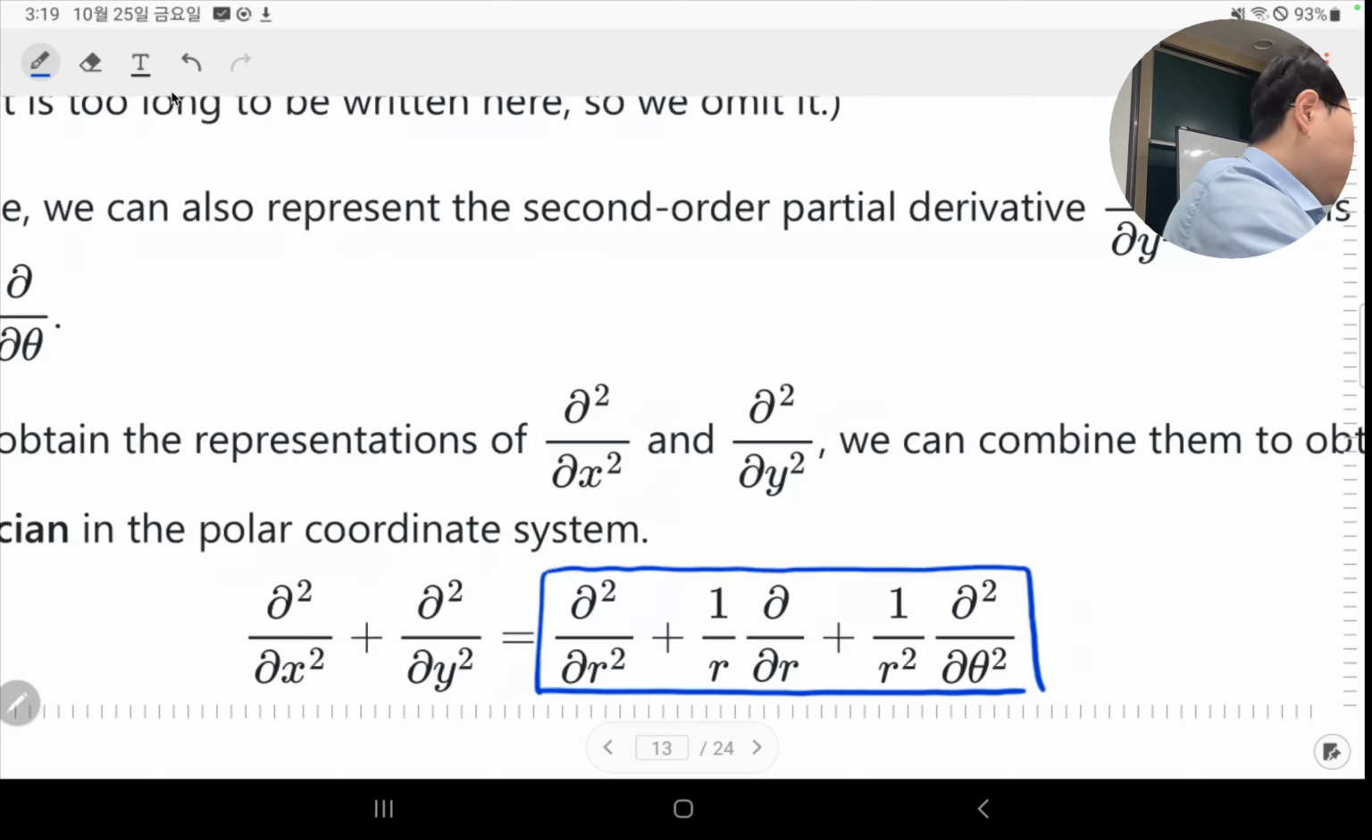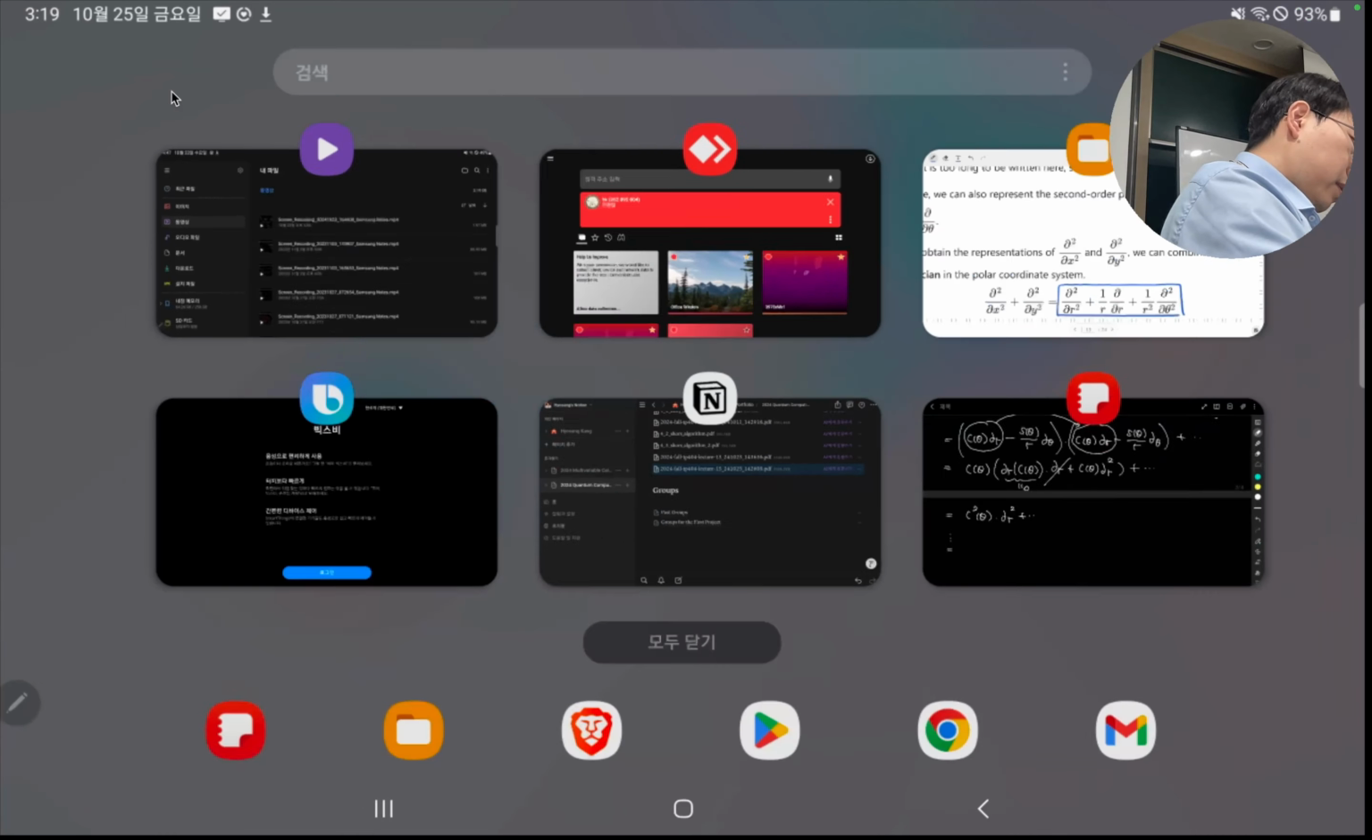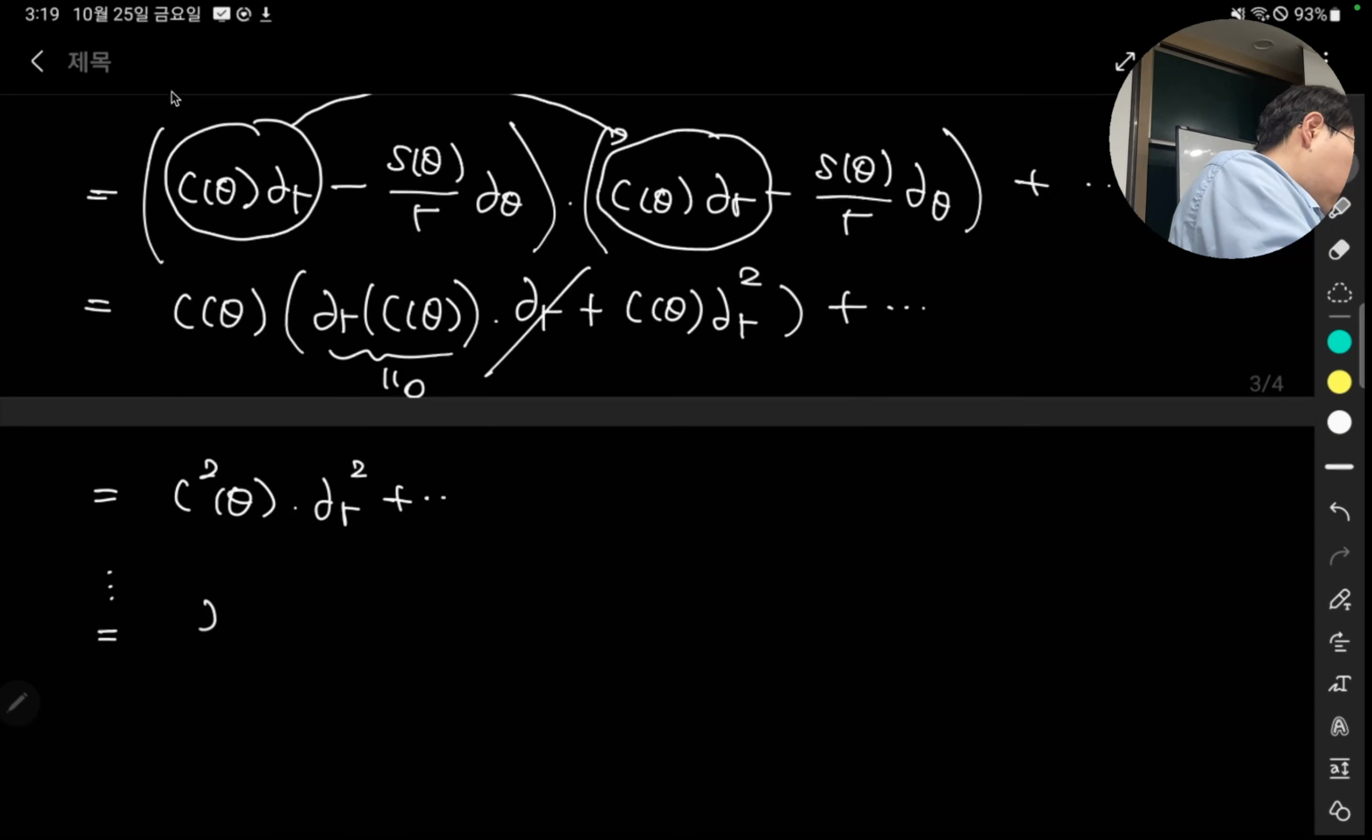So what does it say? ∂r squared plus 1 over r ∂r plus 1 over r squared ∂θ squared. So let me copy it here. ∂r squared plus ∂r, I think, squared.